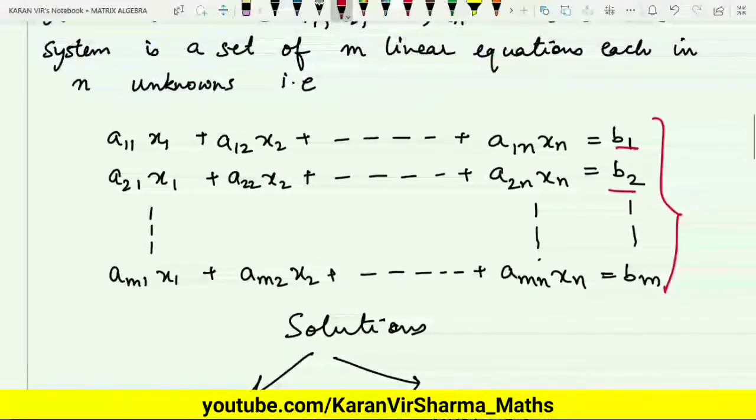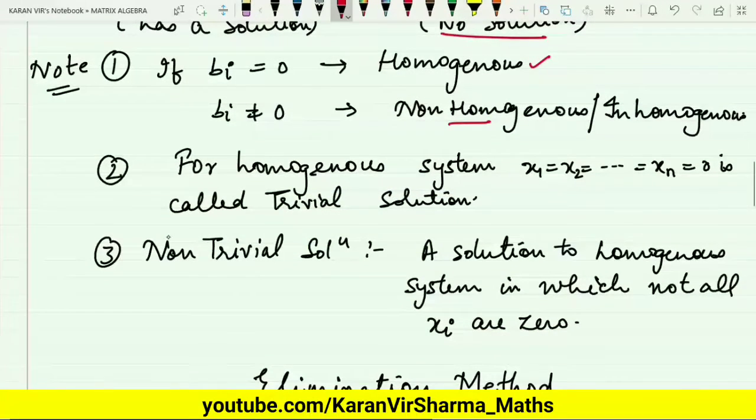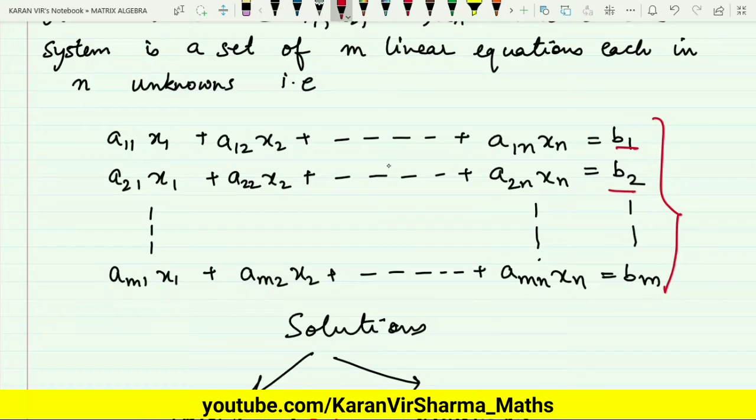One thing which we can clearly observe from here is if all the bi's are 0, x equals 0 will always be the solution of this. So that is what I have written here. For a homogeneous system, x1 equals x2 equals so on to xn equals 0 is always a solution, and this solution is known as a trivial solution. So what is a non-trivial solution? A solution to the homogeneous system in which not all xi's are zeros is said to be a non-trivial solution. Further, we will be discussing various methods to solve this system of linear equations.